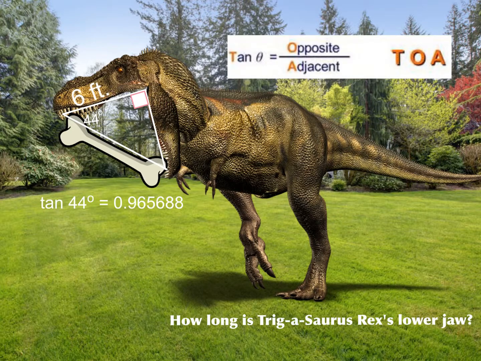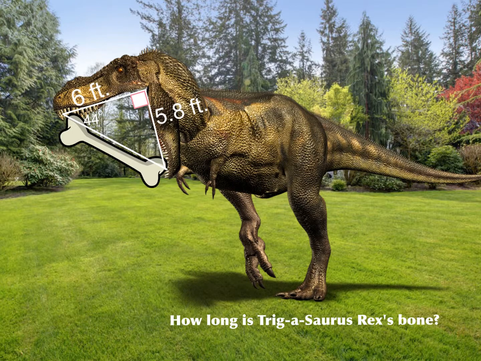So again, my fractional ratio needs to work out to be that same decimal. Something over 6 is about 0.96. Well, multiply both sides by 6 again, and that tells me that I got about 5.8 feet for his lower jaw. So let's take this one step further.